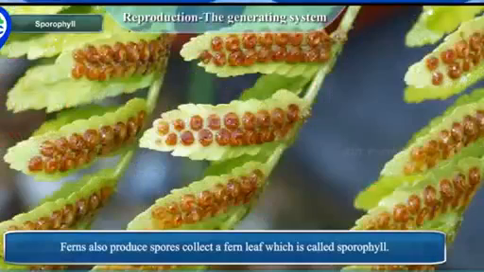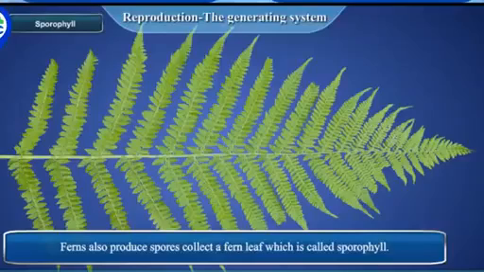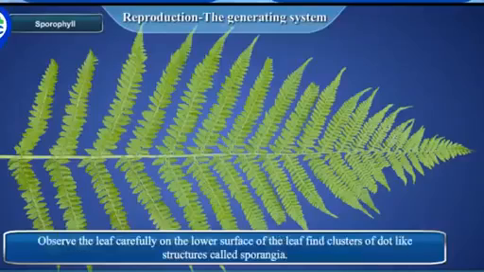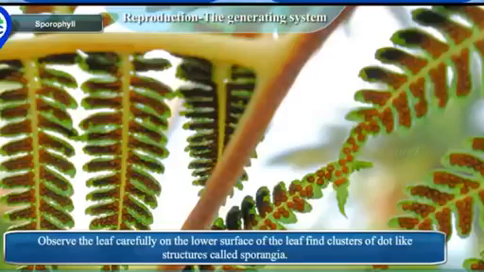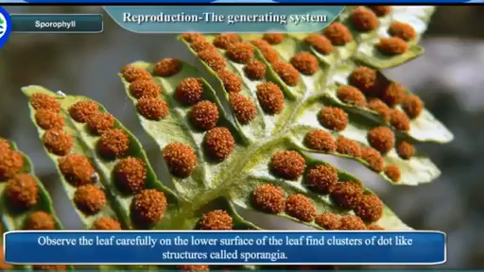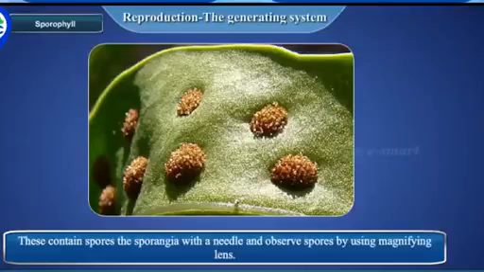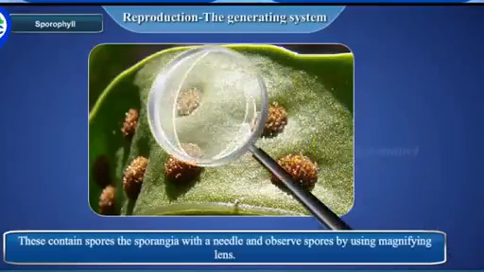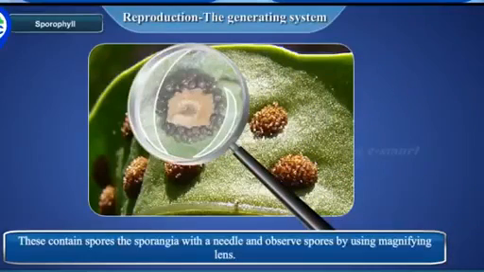Sporophyll. Ferns also produce spores. Collect a fern leaf, which is called sporophyll. Observe the leaf carefully. On the lower surface of the leaf, find clusters of dot-like structures called sporangia. These contain spores. Break the sporangia with a needle and observe the spores by using a magnifying lens.